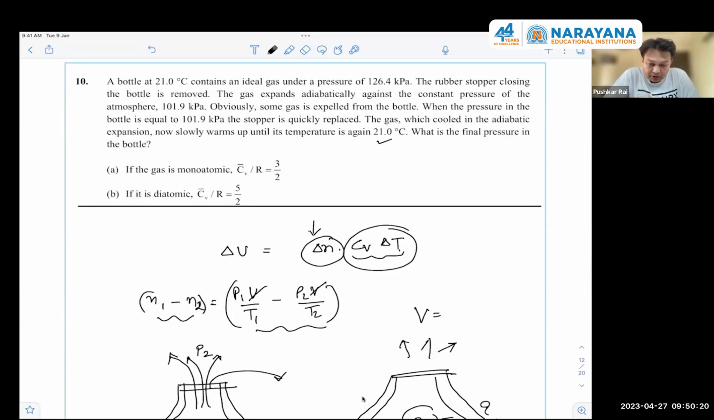There are two parts to this problem. First, we have to assume that CV is 3/2 R, what will be the final pressure? And second is, if it is 5 by 2 R, what is the final pressure? Both are very interesting questions. It is very close to physics, chemistry as well. If you are practicing these questions, not only are you practicing chemistry, you're also practicing physics. That's the motivation for these kinds of problems.